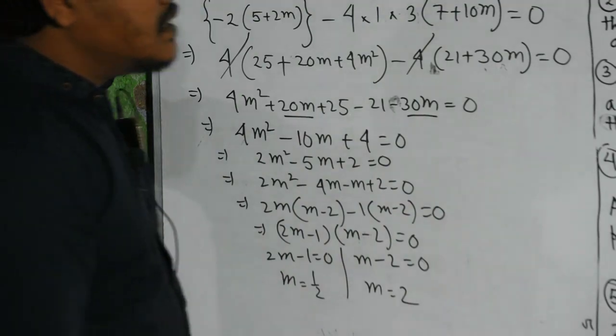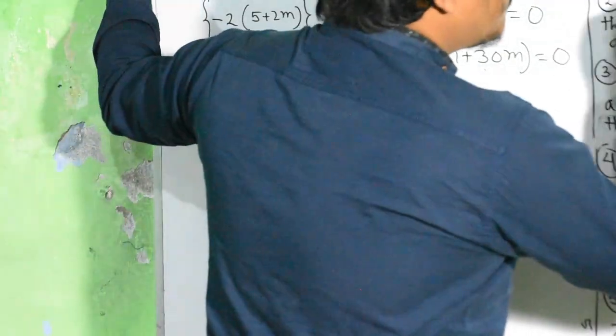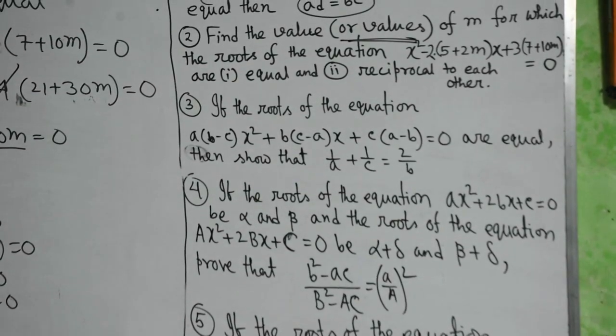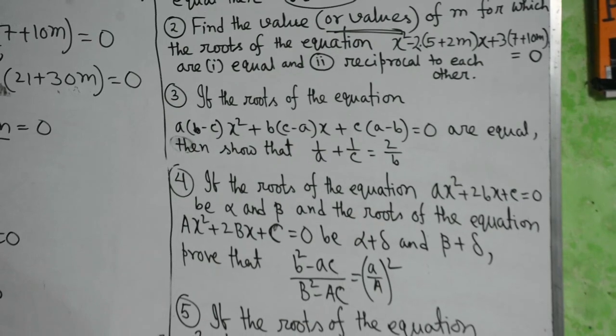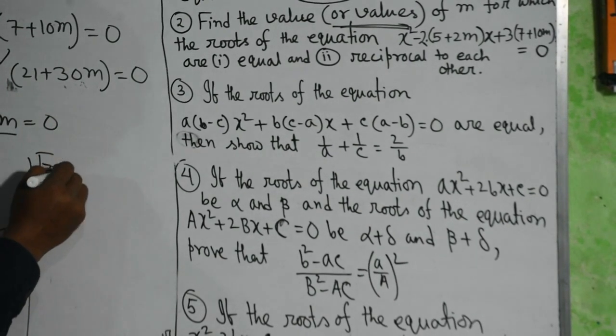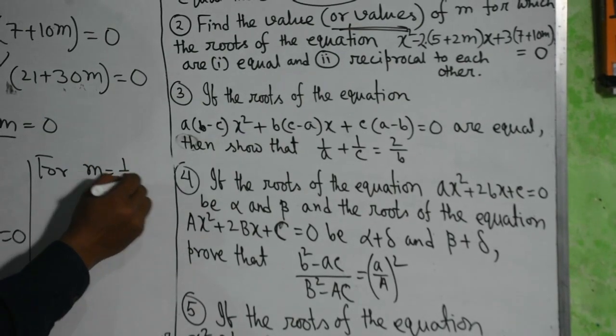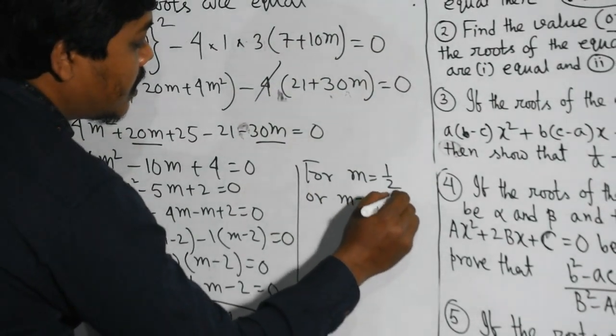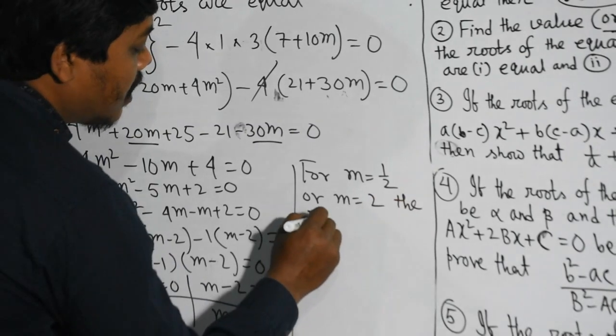That's why the question mentions: find the value or values. So we have gotten two values, m equals half and m equals 2. So for m equals half or m equals 2, the roots are equal.